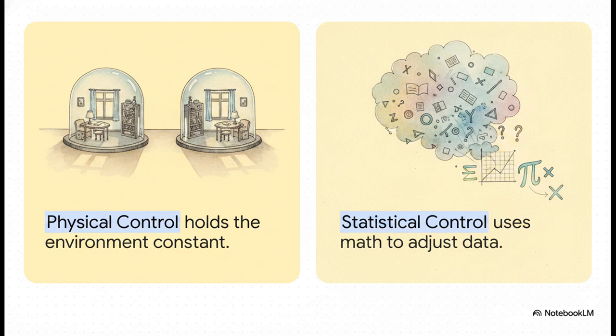You obviously can't force everyone's prior life experiences to be identical. You can't control exactly what they ate for breakfast. That is when we turn to statistical control. When the physical world is just too messy, you measure those differences up front and then use complex math, like analysis of covariance, to statistically neutralize their influence later on during the data analysis phase. It's a brilliant backup plan.